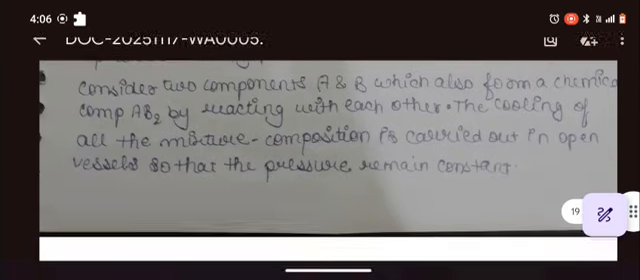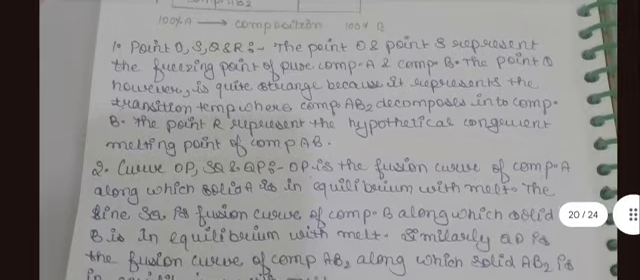The cooling of all the mixture compositions is carried out in an open vessel so that the pressure remains constant. Points O, S, Q and R. The points O and S represent the freezing points of pure compound A and compound B. The point Q, however, is quite strange because it represents the transition temperature where compound AB2 decomposes into compound B. The point R represents the hypothetical congruent melting point of compound AB2.